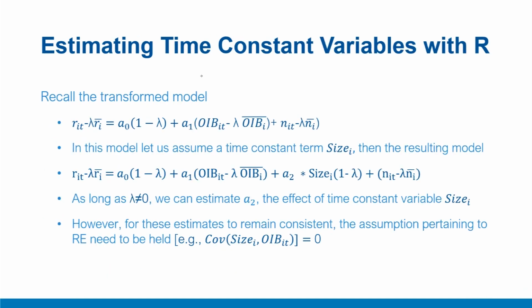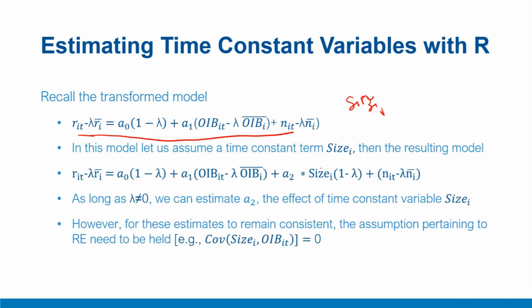Now, how do we estimate a time constant term with random effects in R? Recall our transformed system of random effect model. This was our transformed system. In this transformed system, let's say there is a time constant term size, which is specific to individual entity i, that needs to be estimated and introduced in the model.